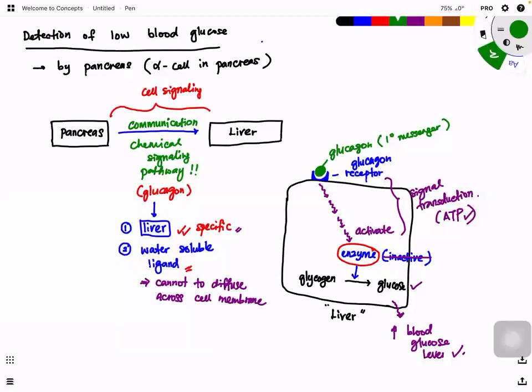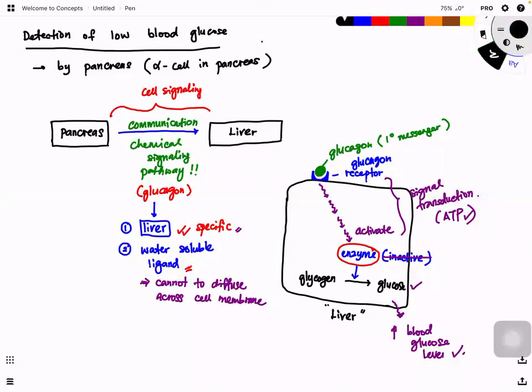But the thing here is my signaling molecule, glucagon, is a water-soluble hormone. Can they directly enter into the cells and then tell the enzyme, hello, enzyme, activate now? You cannot. Are you clear? So they have to bind to the glucagon receptor and trigger a series of reactions until we get this enzyme to be activated. And then with the enzyme activated, we will be able to get the hydrolysis of the glycogen.